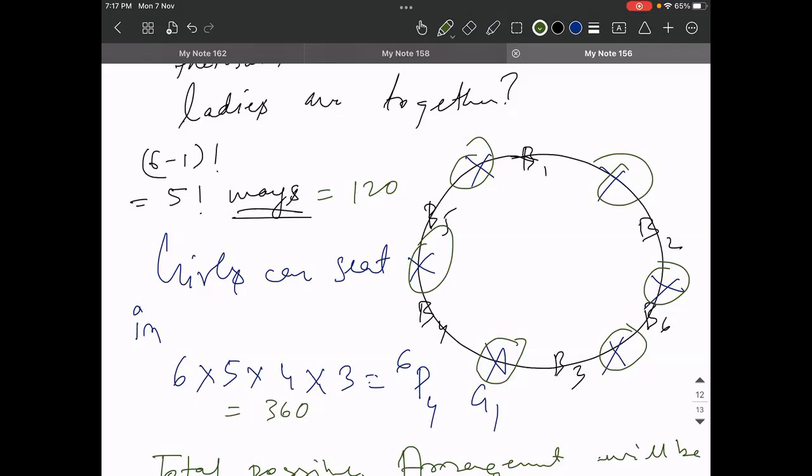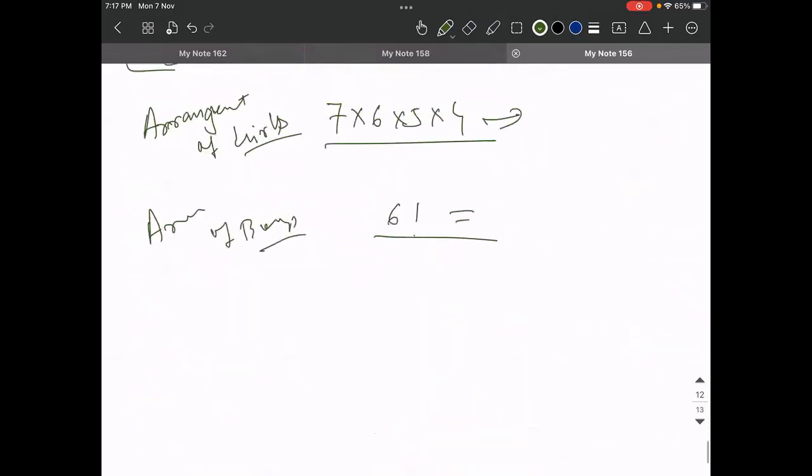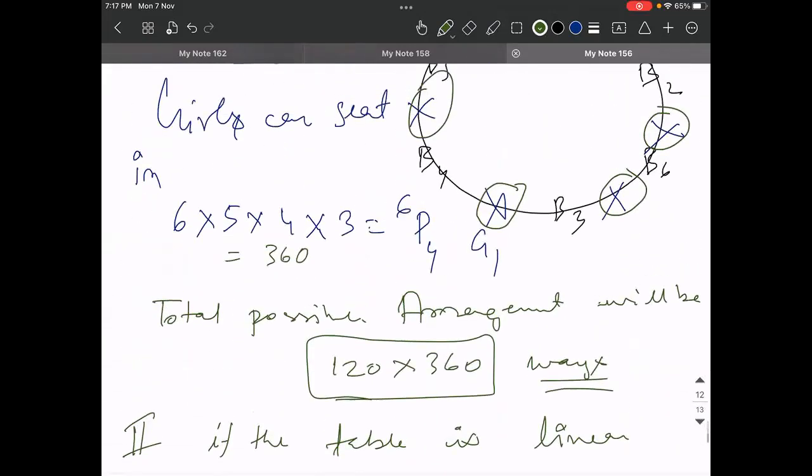So, understood the difference between linear and circular permutation? I think that will be enough. Because if you look at the English statement, it is an 'and' statement, right? Boys and girls will sit. So this is the possible arrangement of boys, and that is the possible arrangement of girls. That's why we are multiplying. If it was like either boys or girls will sit, then you would be adding. It's just an English statement.